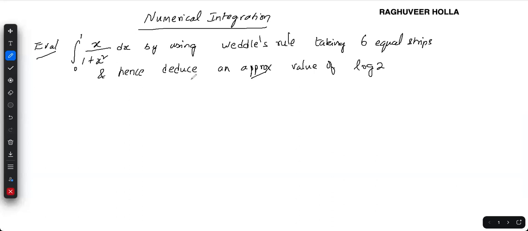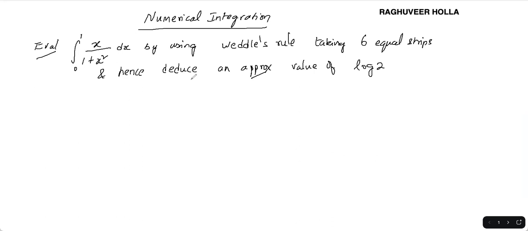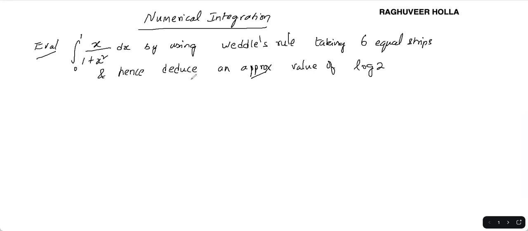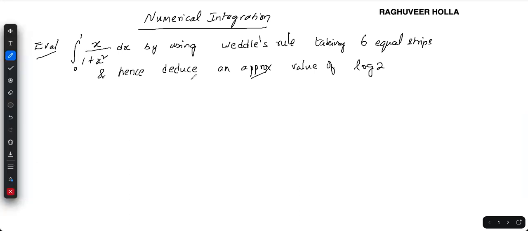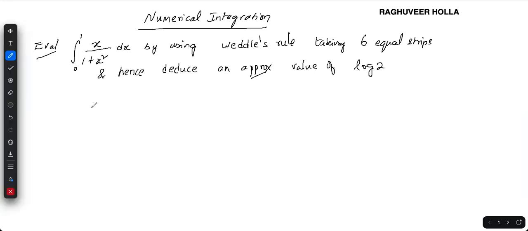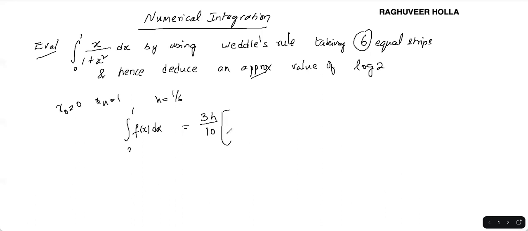Now let us solve this problem, which we have done in Simpson's one third as well as 3/8. Now let us see the approximation of the log 2 here. Again, this is 6 equal parts. Your x naught is 0, xn is 1, h is 1/6. So this will be f of x dx from 0 to 1, which is 3h by 10. This is Weddle's rule.